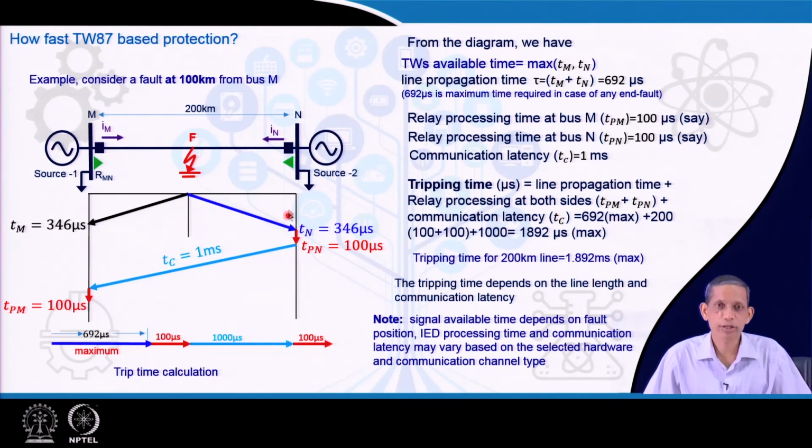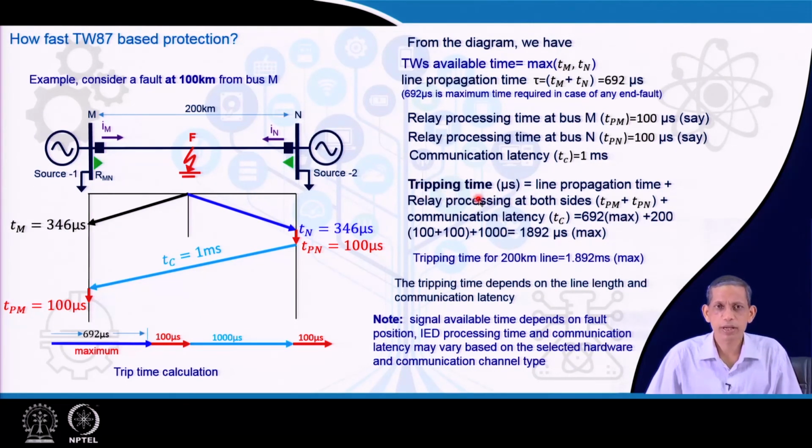Similar calculation will be done at the N end also. So, it will be received from this side to this side, and at both ends the relay should trip the corresponding breaker. So, that is why we are talking about the maximum of Tm and Tn in a tripping process. But the maximum time frame in which the relay is expected to decide will be tau, the propagation time, which happens to be 692 microseconds, that depends upon L upon gamma. The relay processing time at bus M, TPM, is 100 microseconds, processing time at N side is 100 microseconds, communication latency TC is 1 millisecond, that is 1000 microseconds.